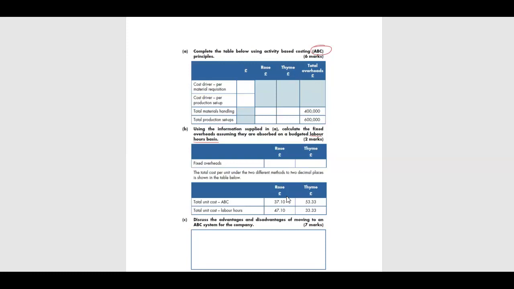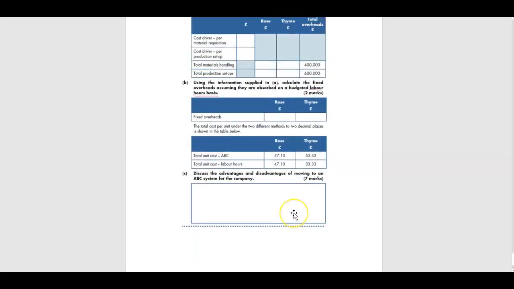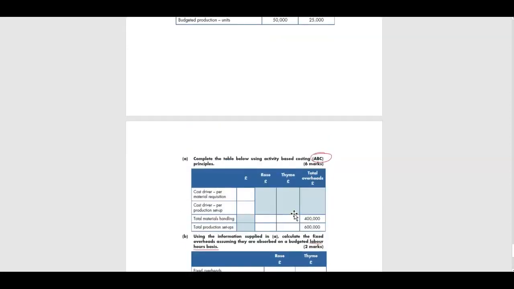And we have to discuss the advantage and disadvantage of moving to the ABC system for the company. So what is the advantage of using ABC instead of using absorption costing and marginal costing? That's not a very difficult question. So let's have a look. Start with the first one, that is complete the table using activity based costing. The first one is cost driver per material acquisition, cost driver per setup, total material handling, and total production setup. So let's do this one.